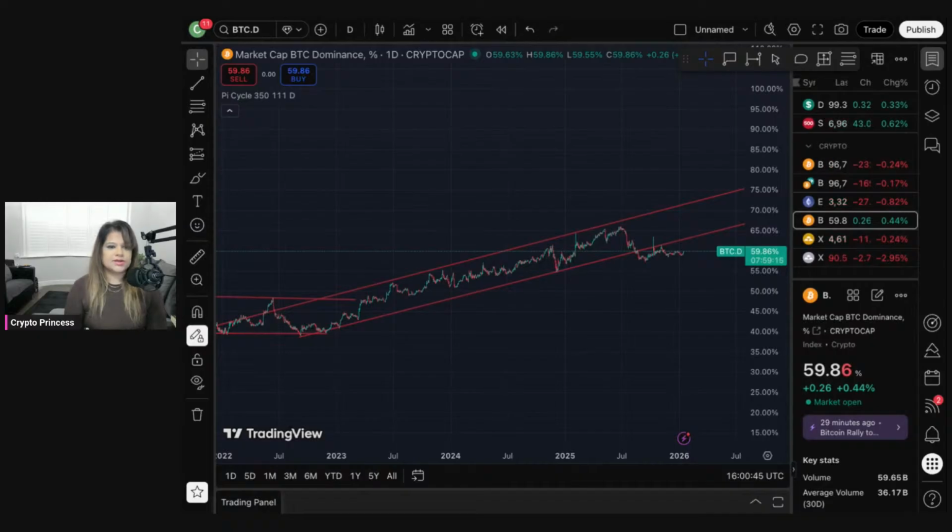Okay, so Bitcoin dominance is not an on-chain metric. Some people do have elements of on-chain on there, and they call it an on-chain metric. This is not an on-chain metric right here.